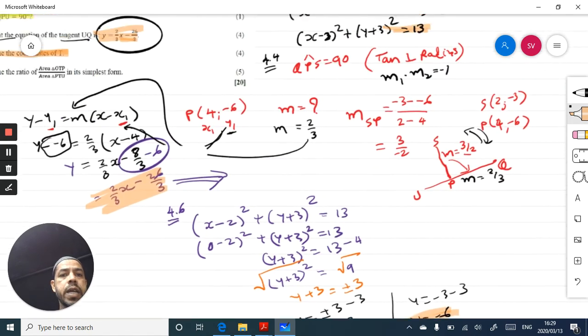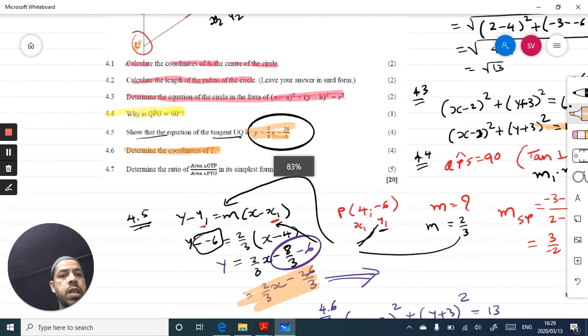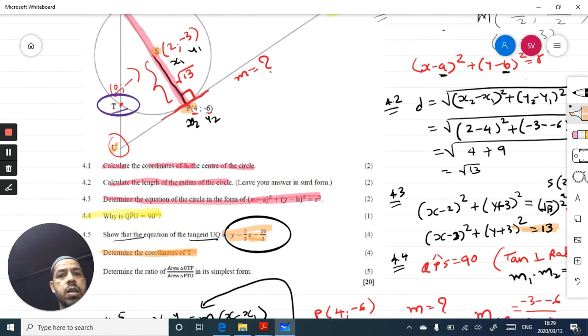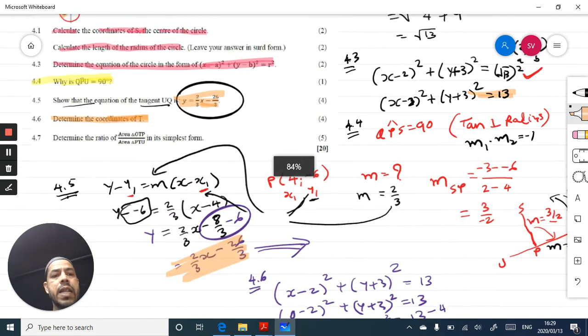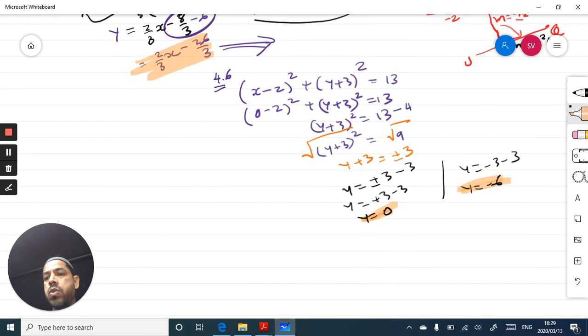Let me go back and check where we are. The coordinates of T: T is below the x-axis. Below the x-axis, the y value is going to be negative. So my selection out of those two is y equals negative 6. Therefore, I will write it in the form of coordinates. Coordinates of T is (0, -6).